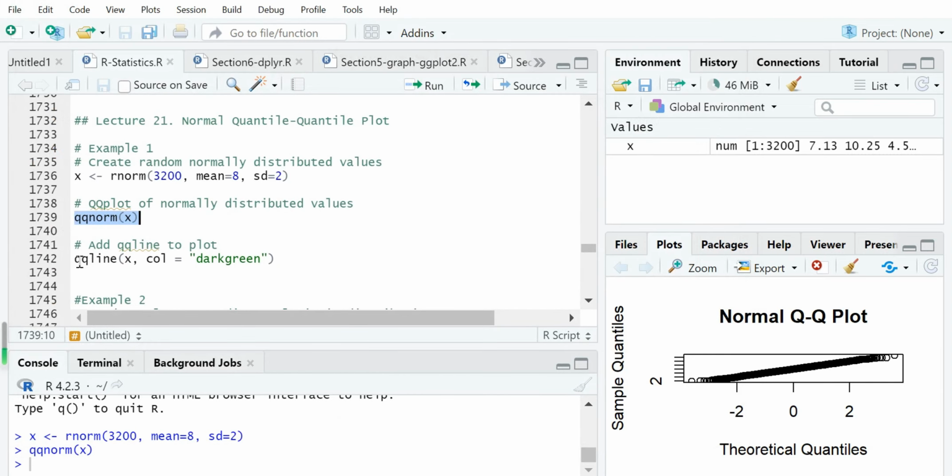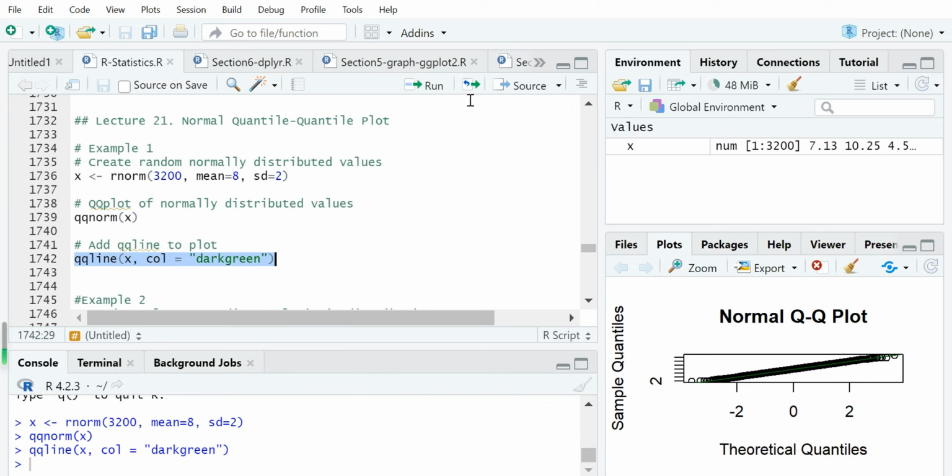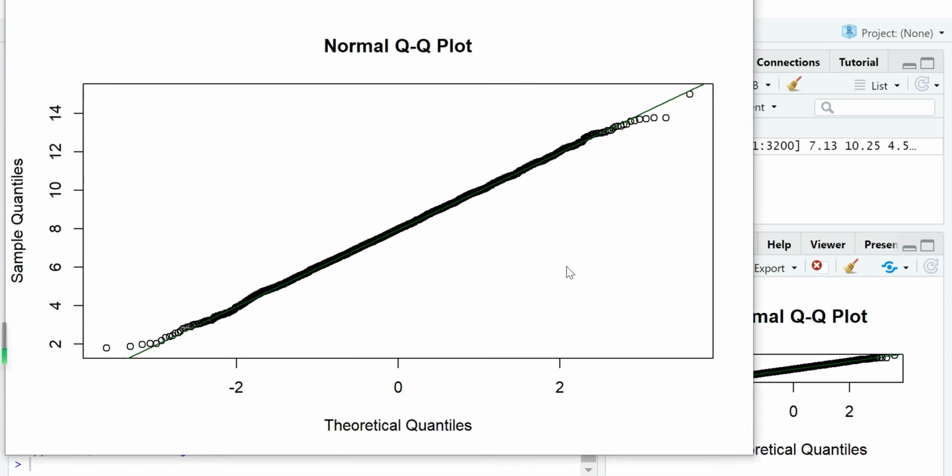You can also create a Quantile-Quantile plot with a straight line. You can see now a straight line is also drawn, so it is easier to see that almost 98% of the values stay on this straight line.